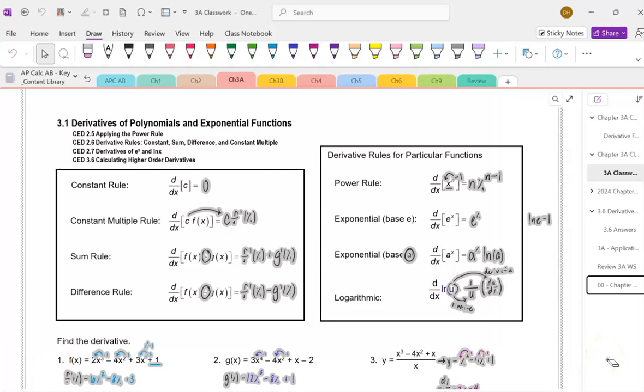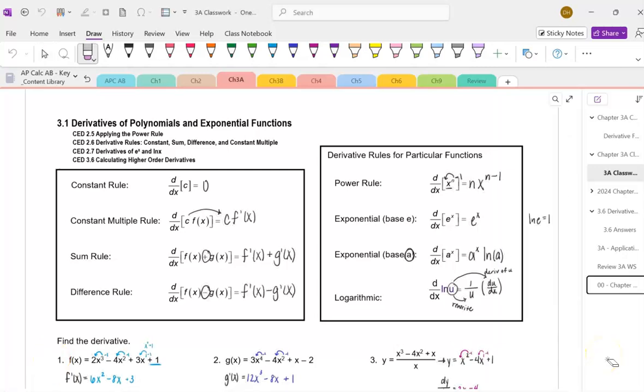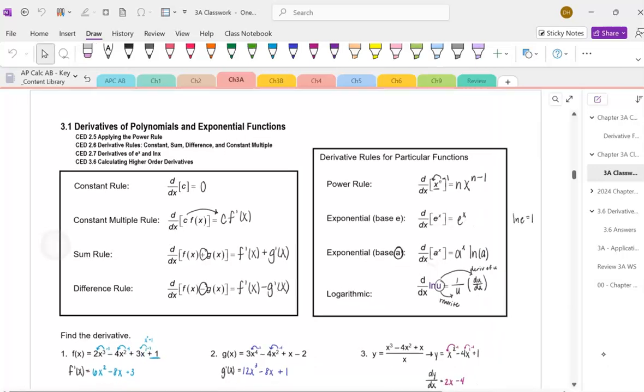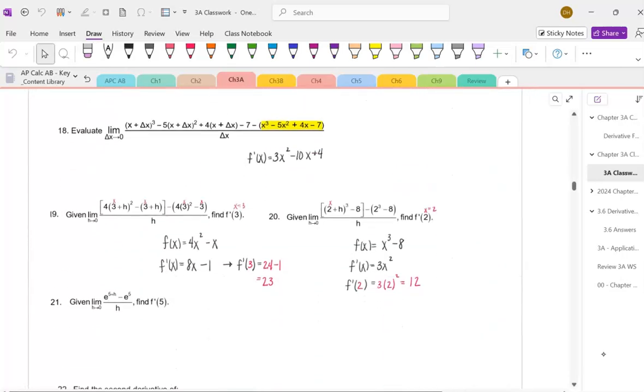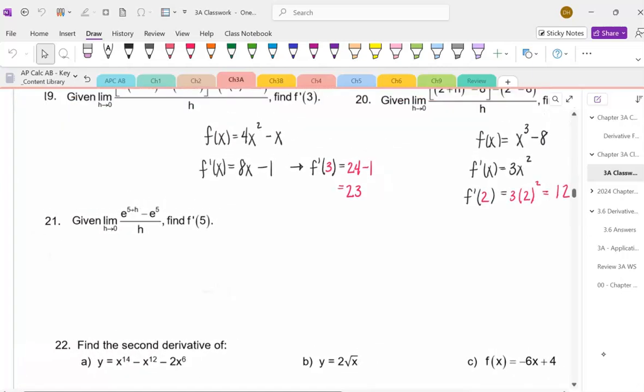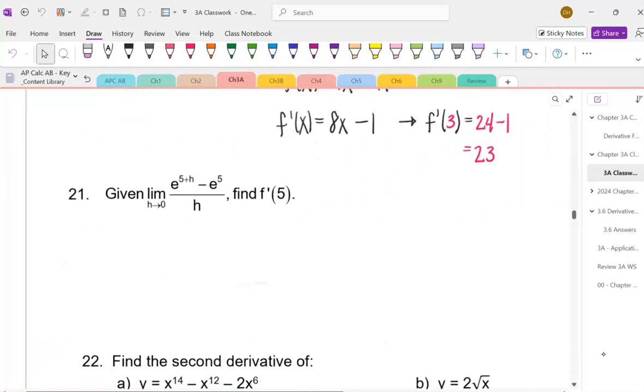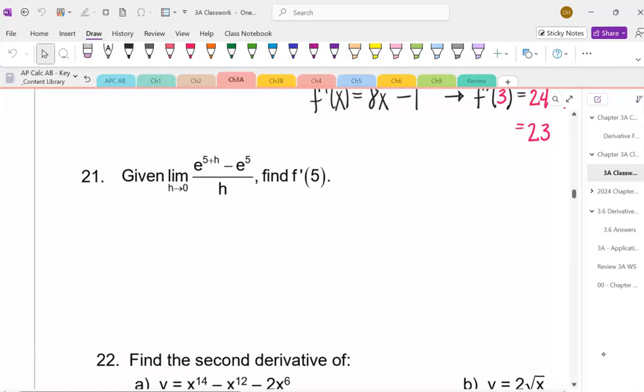To go ahead and recap of the previous video, we are on section 3.1, derivatives of polynomial and exponential functions. So as we get to number 21, and this is again the limit definition of the first derivative, you should recognize that a, in this case, is 5. The number that we need to find is 5. So a is an x value, so we can replace the 5 with an x and write down that f of x equals e to the x.